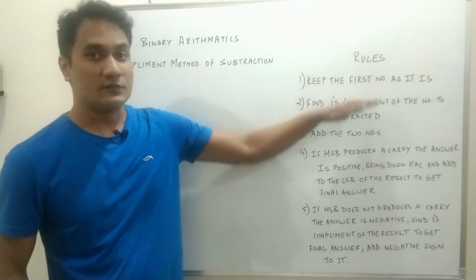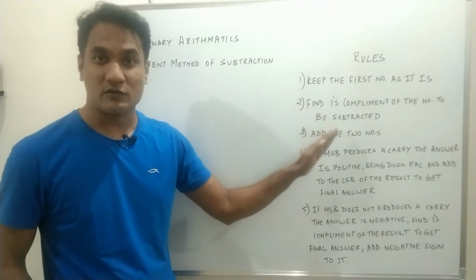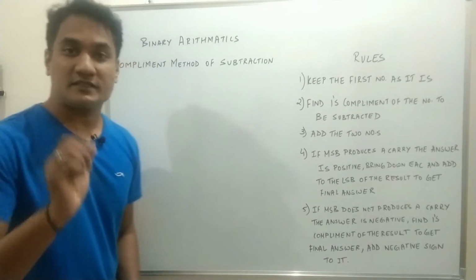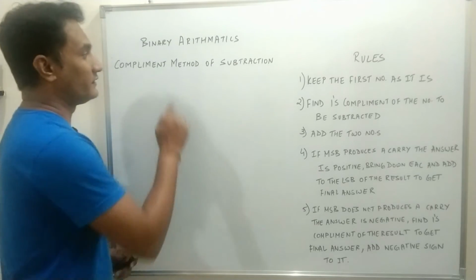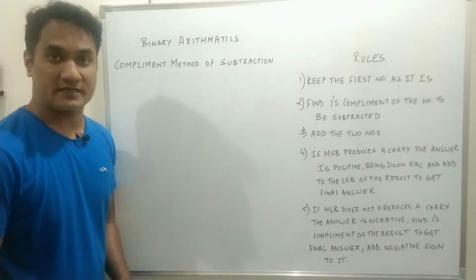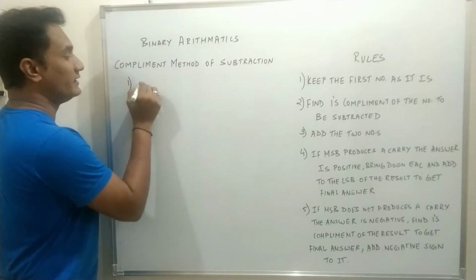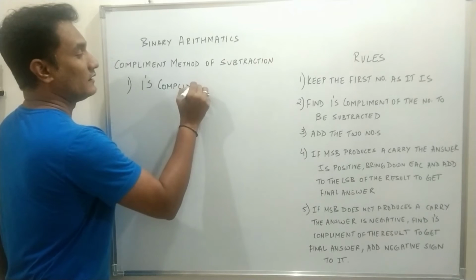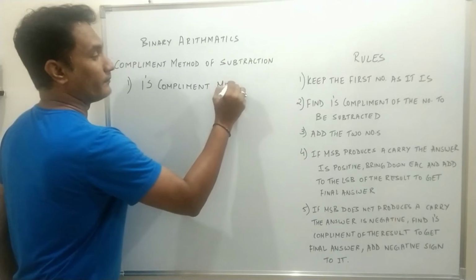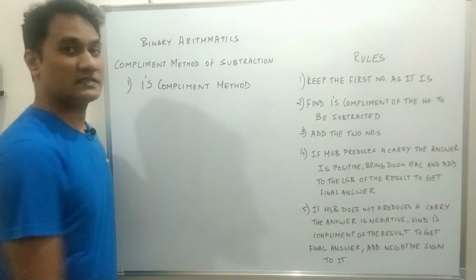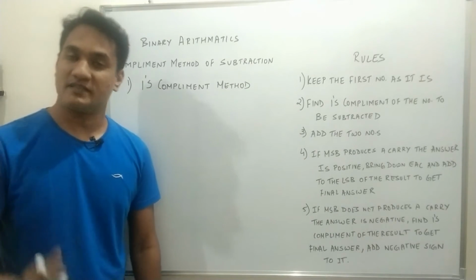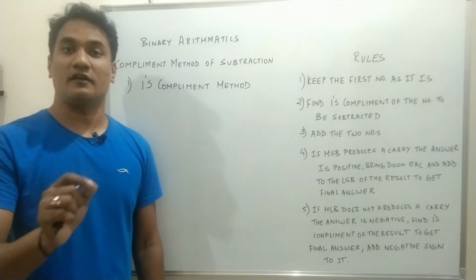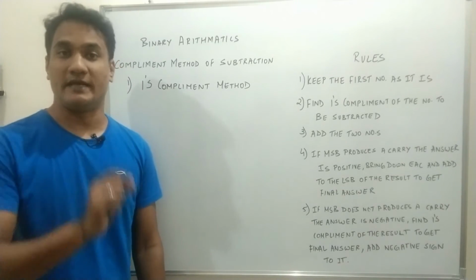So there is a set of rules which has to be followed. I have written them, we will follow these rules and we will try to work an example. The first and most important thing is the types of complement method of subtraction. The first one which we are going to study is called the 1s complement method. There are two methods, 1s complement and 2s complement method, and these two are only for binary subtraction, only for binary numbers.